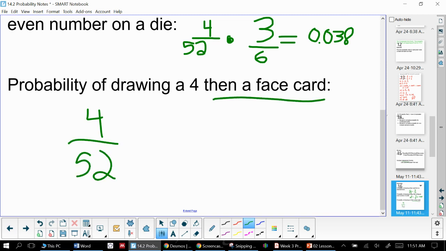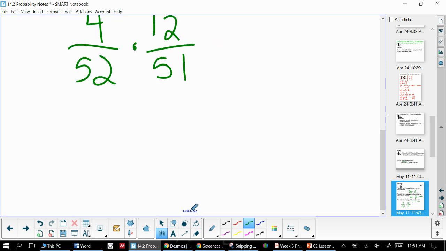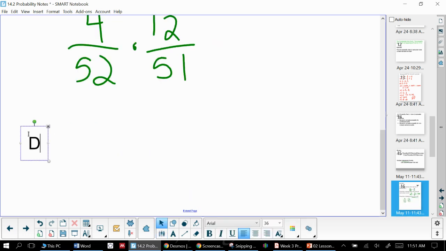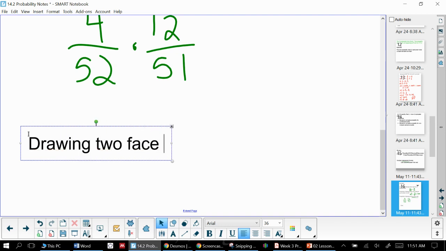Now when we go to draw our face card, there's not 52 cards anymore. We've drawn our 4. There's still our 12 face cards, but now we're only out of 51 cards. And the big difference here is the effect that drawing the 4 had on our next draw. We can still use the multiplication rule, but we have to adjust for that. We have to adjust our denominator here because there's only 51 cards left. We'd have to do a similar thing if I wanted to know the probability of drawing 2 face cards in a row. Let's do that example really quick. Drawing 2 face cards in a row.